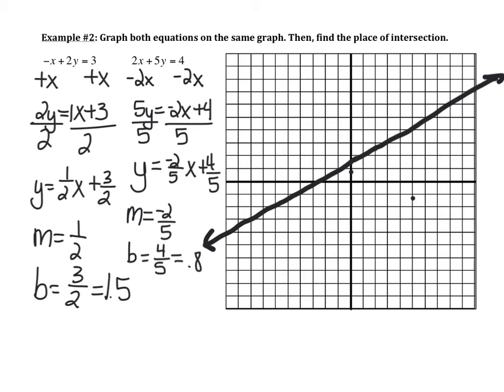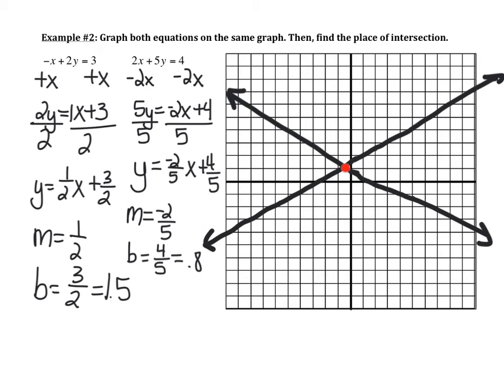So there's my second point. You can see I went down 2 and to the right 1, 2, 3, 4, 5. I tried to stay just below the line, just like I did here for the y-intercept, and I'm going to connect those 2 points with a nice straight long line. And again, our goal is to find the place where the two lines intersect.